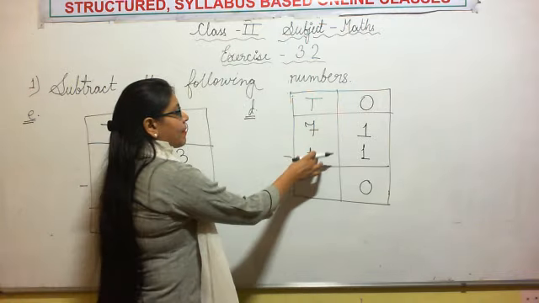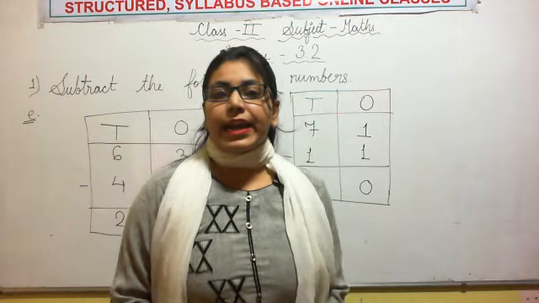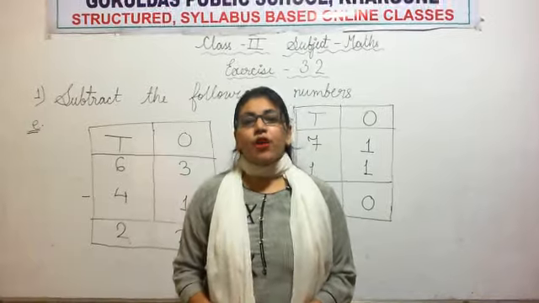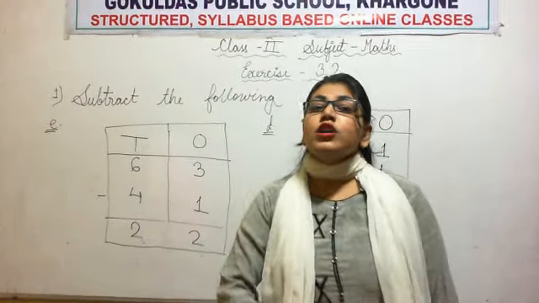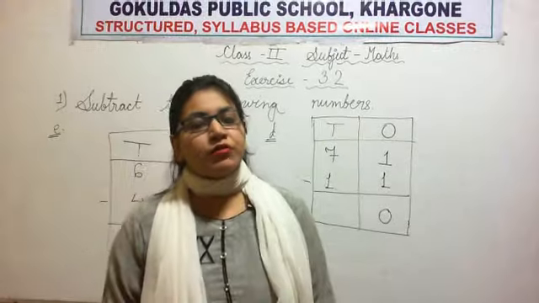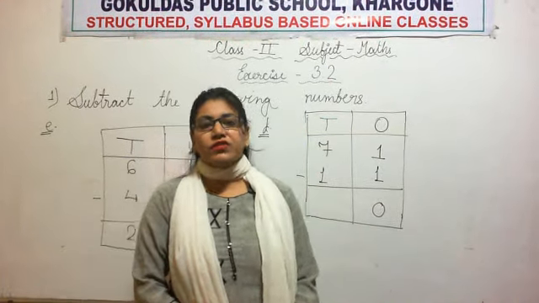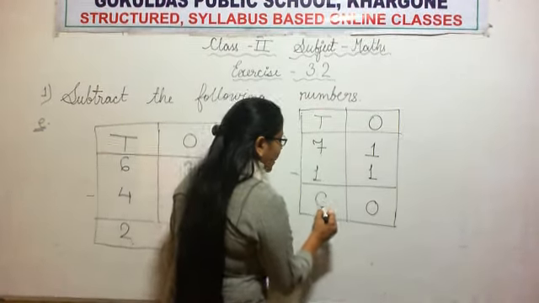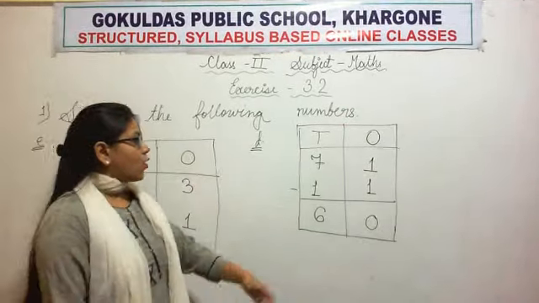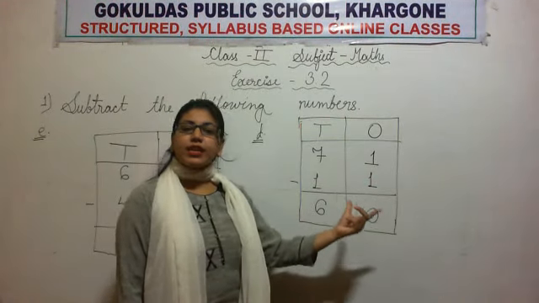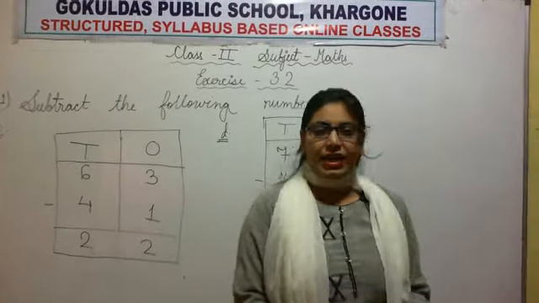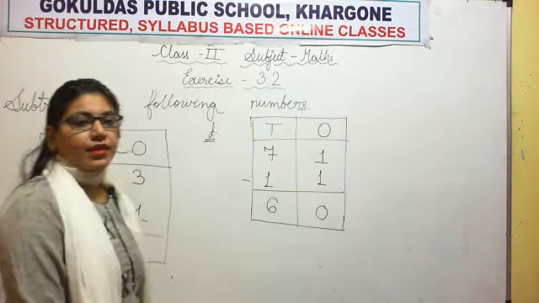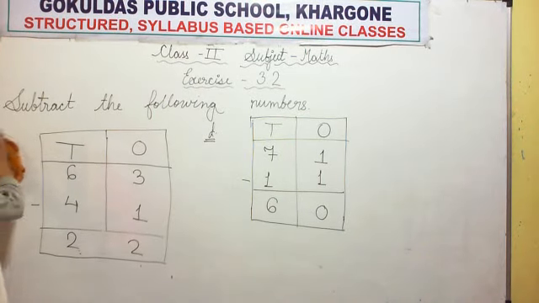Okay. So 7 minus 1. Whenever 1 is subtracted from any number, the result is the previous number. So what is the previous number of 7? Yes, the previous number of 7 is 6. So we will write number 6. Now 71 minus 11 is equal to 60.